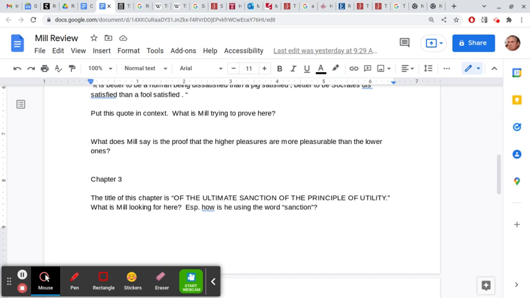The title of this chapter is "Of the Ultimate Sanction of the Principle of Utility." What is Mill looking for here? Especially, how is he using the word sanction? I think that's something that was really emphasized in class. It's always important to answer that question: what is the author looking for here? What are they trying to discover? What's the basic question that they're asking? Because if you can't really answer that, you really don't know what's going on. The key here, of course, is the specific meaning of the word sanction.